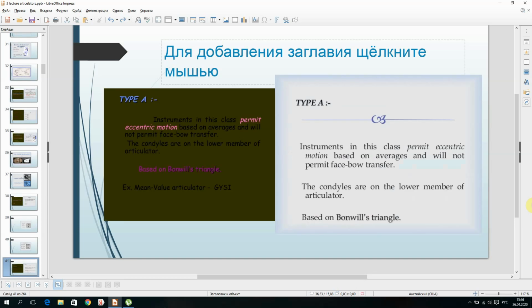Type A. Instruments in this class permit eccentric motion based on average and will not permit face bow transfer. The condyles are on the lower member of the articulator, based on Bonwill's triangle.